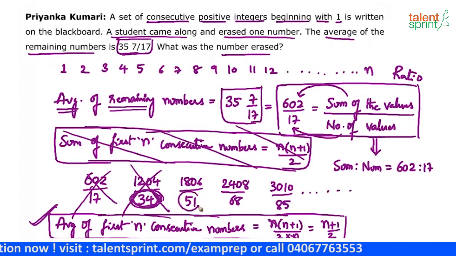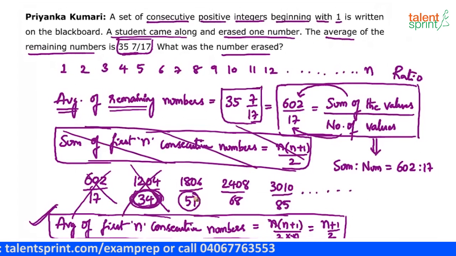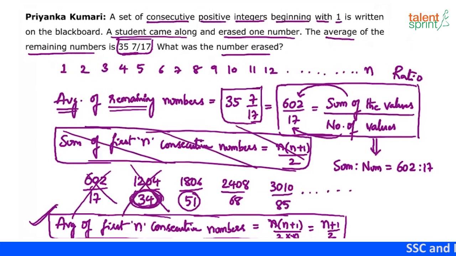Similarly, if you consider the remaining numbers to be 51, what is the total number of numbers? 52. All the numbers were 52. One of the numbers got erased, so 51 numbers are remaining. If remaining are 51, totally there were 52. What is the average of 52 numbers? It will be 52 plus 1 by 2, which is 53 by 2. 53 by 2 is how much? 26.5. If average of all the numbers is 26.5, can the average of remaining numbers be 35, 7 by 17?